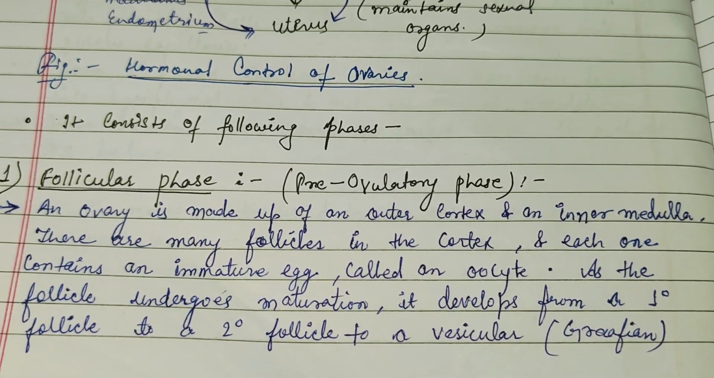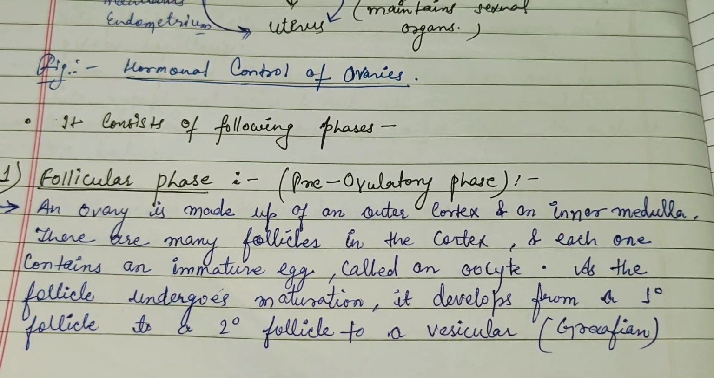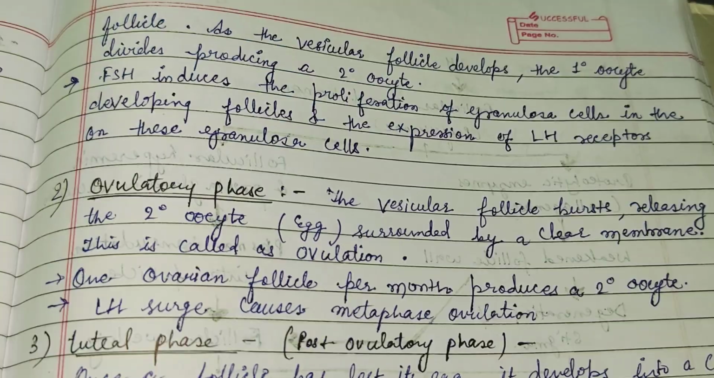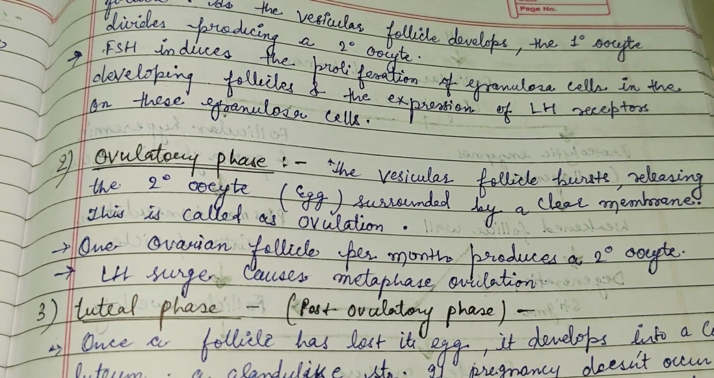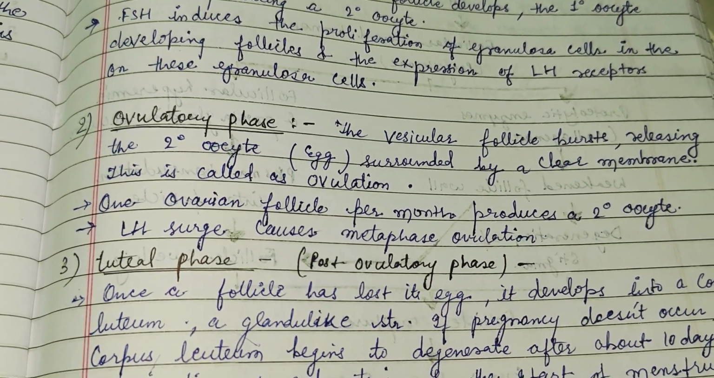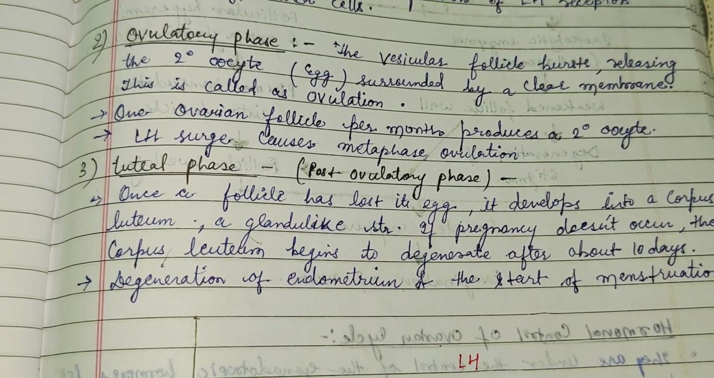The ovarian cycle consists of the following phases: follicular phase, pre-ovulatory phase, ovulatory phase, and post-ovulatory phase. In the follicular phase, the follicles are formed with immature eggs called oocytes. The FSH induces the proliferation of the granulosa cells in the developing follicles and the expression of LH receptors on these granulosa cells.